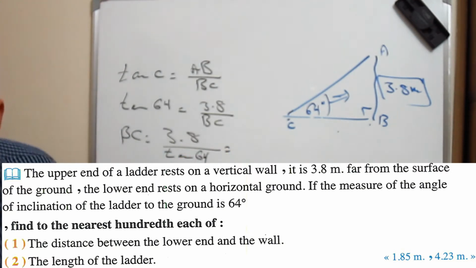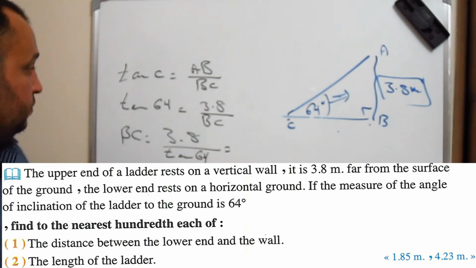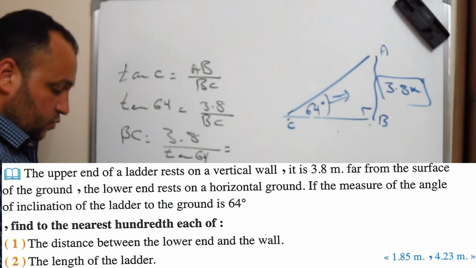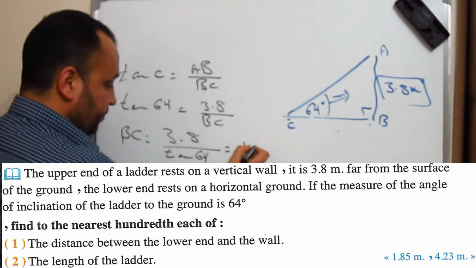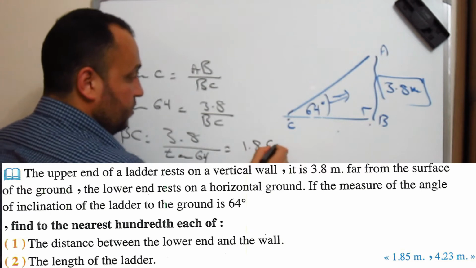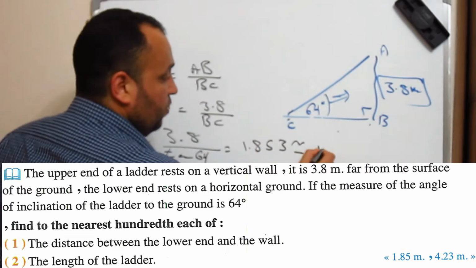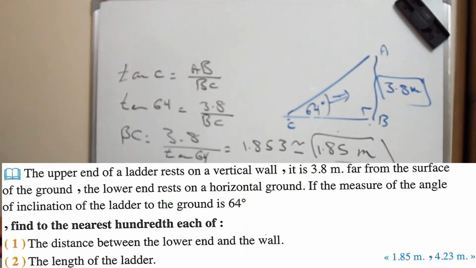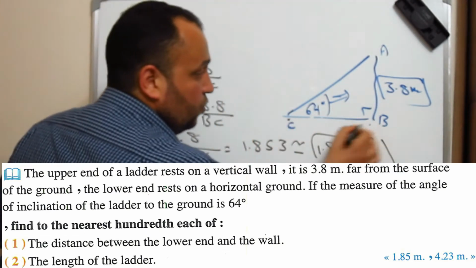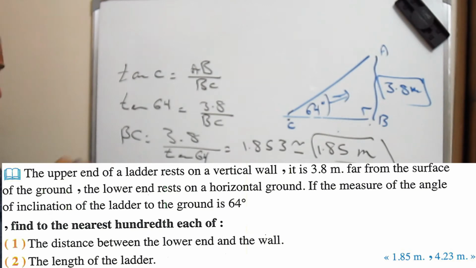Equals, let's use the calculator. 3.8 over tan 64 gives me equals 1.853, approximately equals 1.85 meters. That is the distance from the end to the wall. Next, it asks me for the second required.